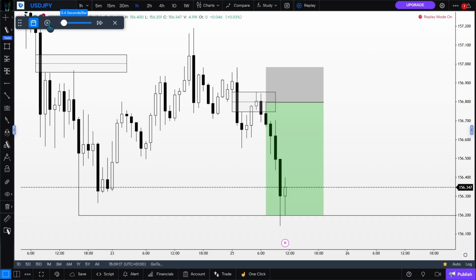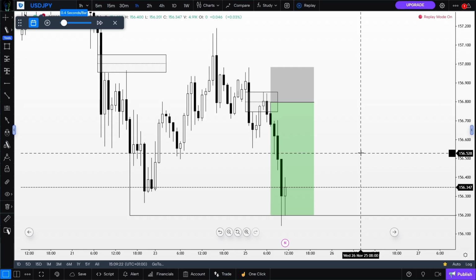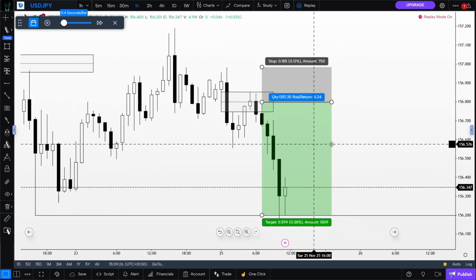We triggered and hit take profits. As easy as that. This is internal range liquidity to external range liquidity at this point. Now, I want to mention something here.